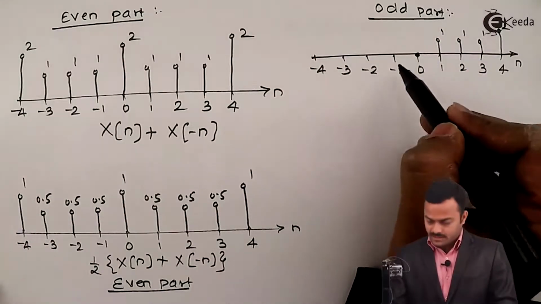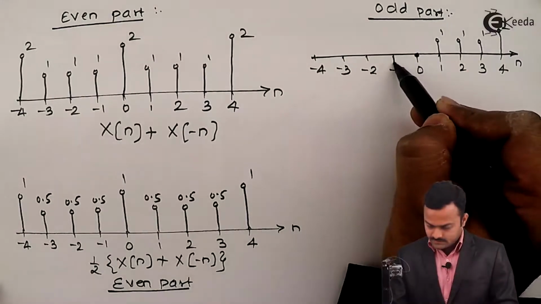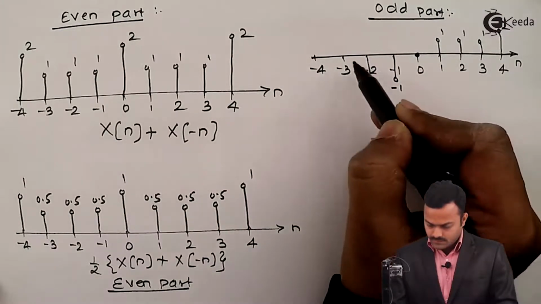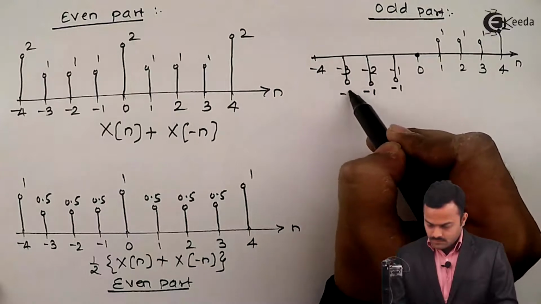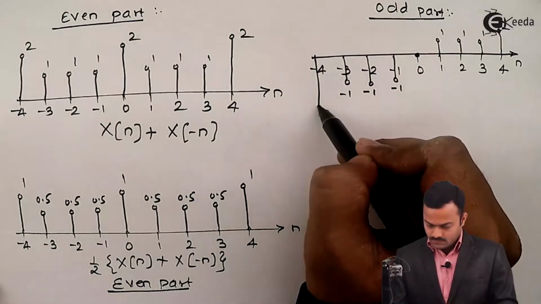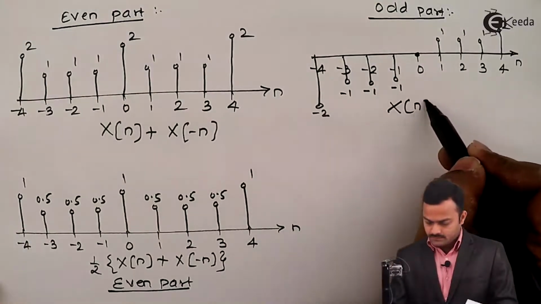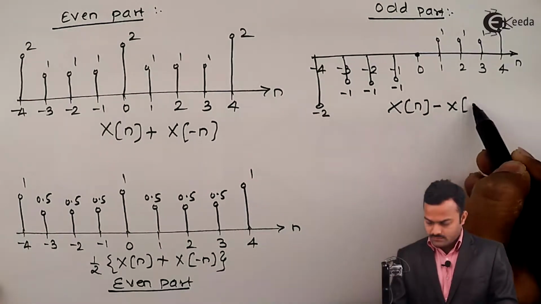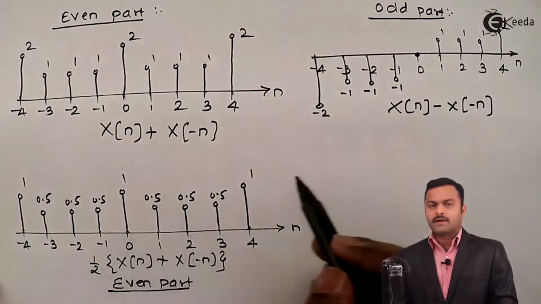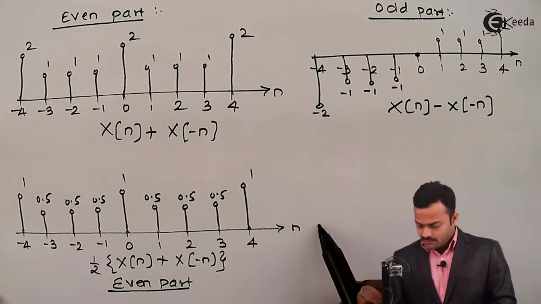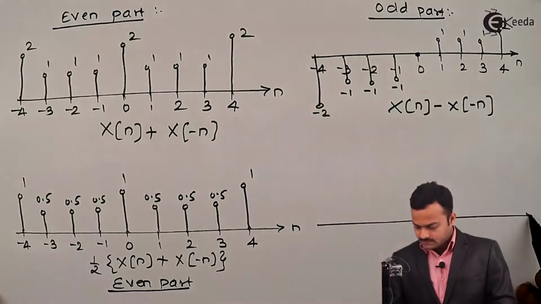And if I subtract, I will get a signal like this: -1, -1, -1, -2. So this is x of n minus x of minus n. If I divide this by 2, I will get the odd part of the signal like this.